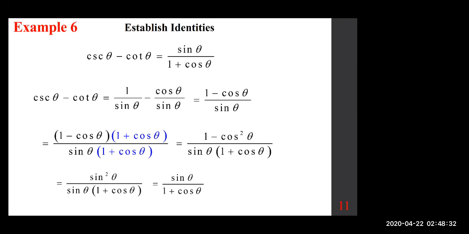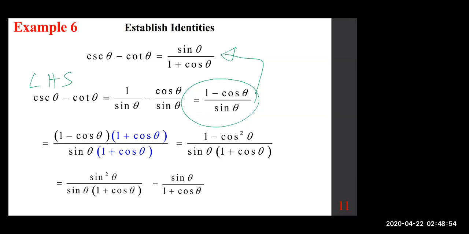I have a question. Yes, of course. How would I know not to stop at 1 minus cosine theta over sine theta? Okay, it's very simple. If you look at this one, is this the same as the right-hand side? Because this is your left-hand side. You stop and it looks like a right-hand side.